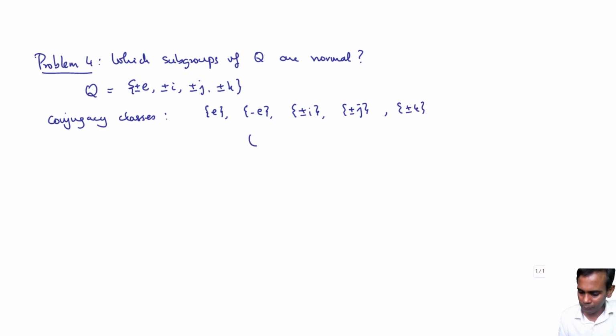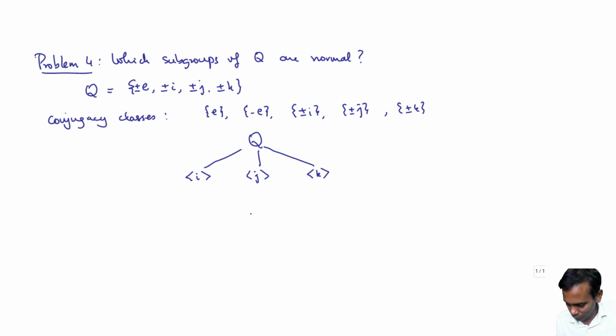We had also worked out the subgroups. There were 3 subgroups of order 4. They were generated by each of the elements I, J and K. So the subgroup generated by I consists of the identity, that is E, I, minus I and minus E. This one consists of E, J, minus E and minus J. This consists of E, K, minus E and minus K. And all these subgroups contain the subgroup consisting of plus or minus E, so I would call it the subgroup generated by minus E. This is a subgroup of order 2, and then there's the subgroup E of order 1. So from this information you should be able to see which subgroups of Q are normal. So pause your video and try to see which subgroups of Q are normal.